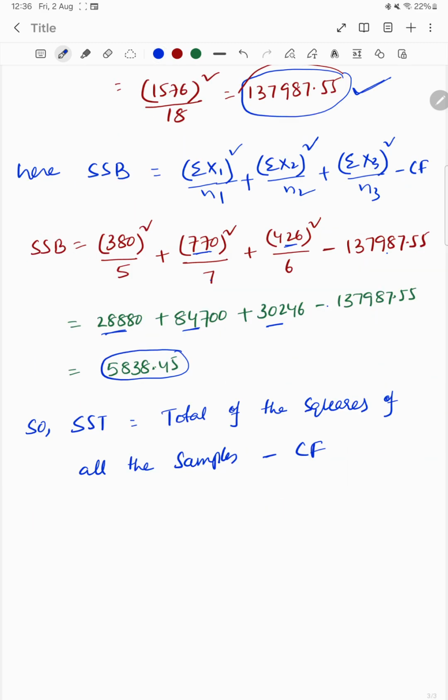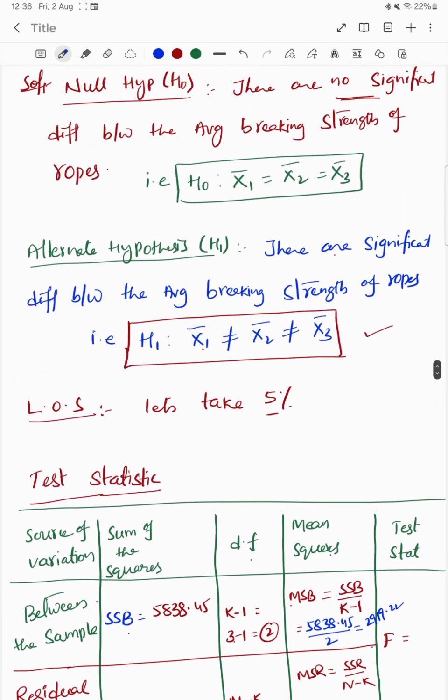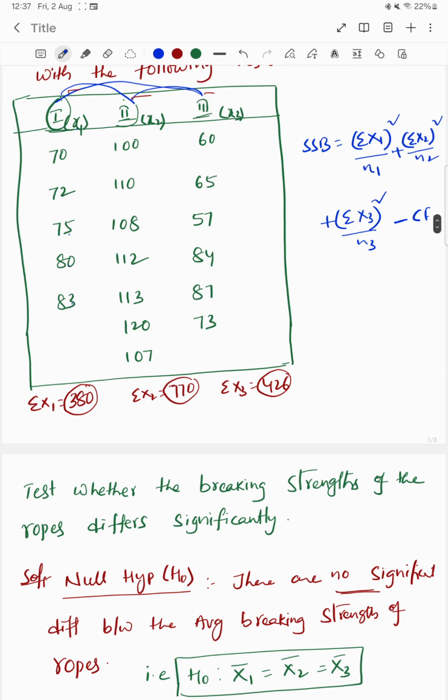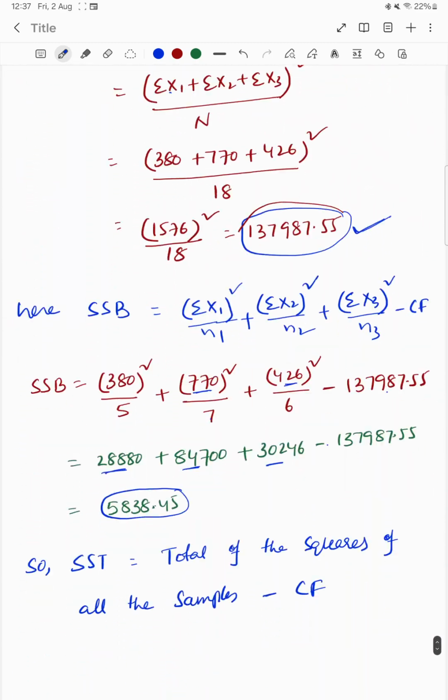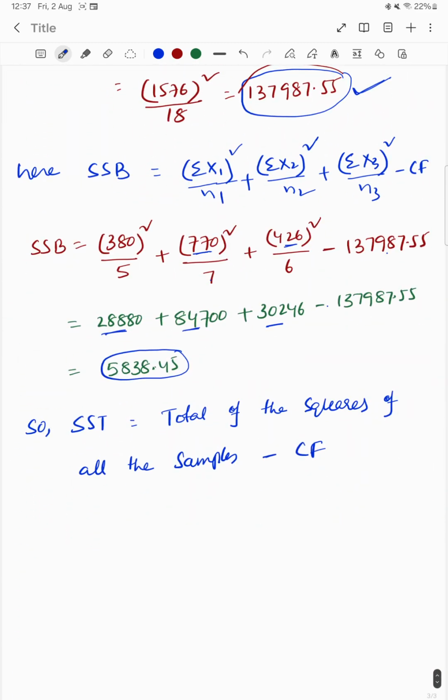Now we are going to calculate SST, where SST is nothing but the total of squares of all the samples minus the correction factor. We have all the subsamples, and we have to take the square of each of them, that means 70 square, 72 square, 75 square, 80 square, 83 square, and so on, minus the correction factor.